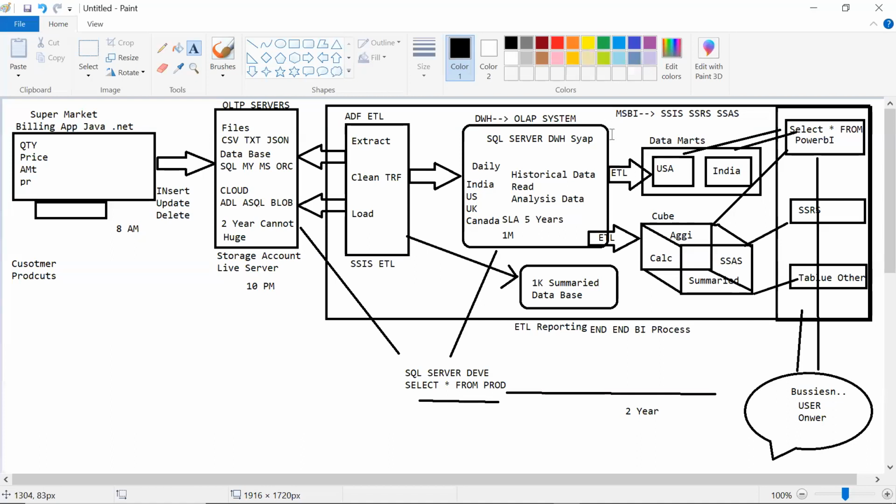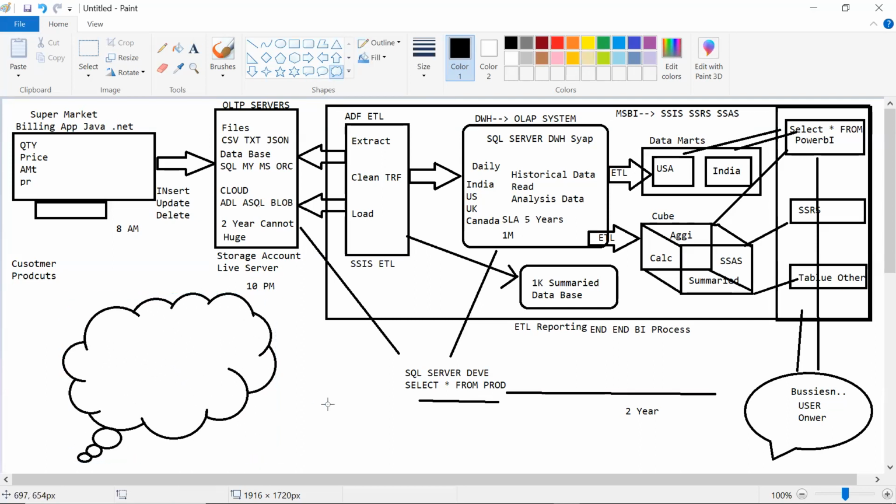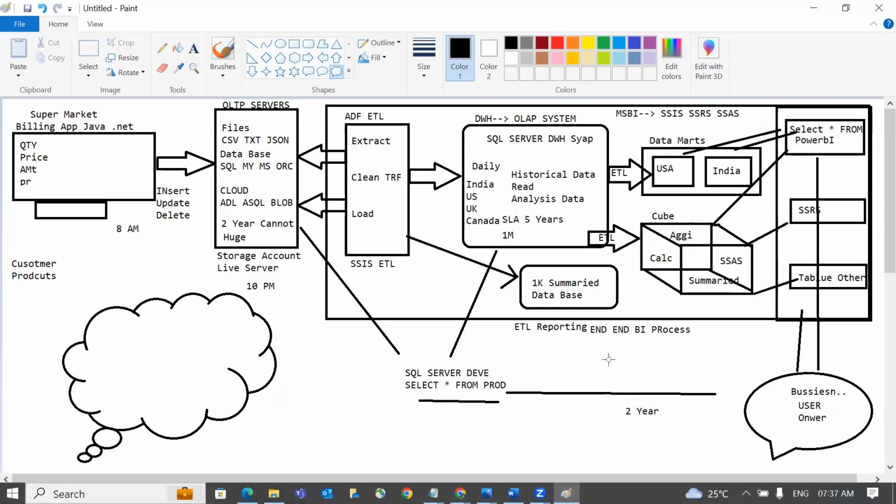With the same approach, Microsoft came across with a concept called cloud. The same end-to-end business solution that you do on-premises, they came across with the same in a concept called cloud.